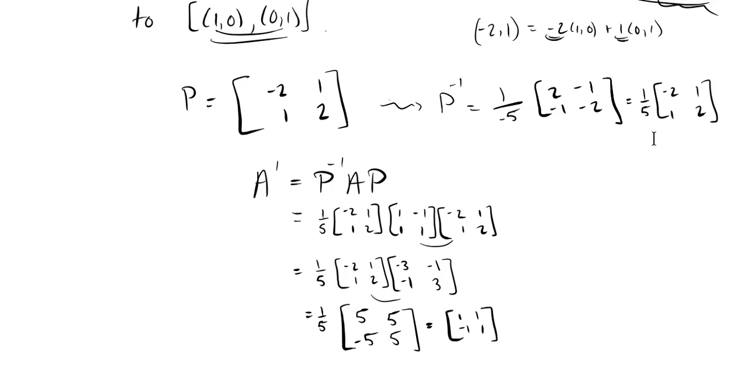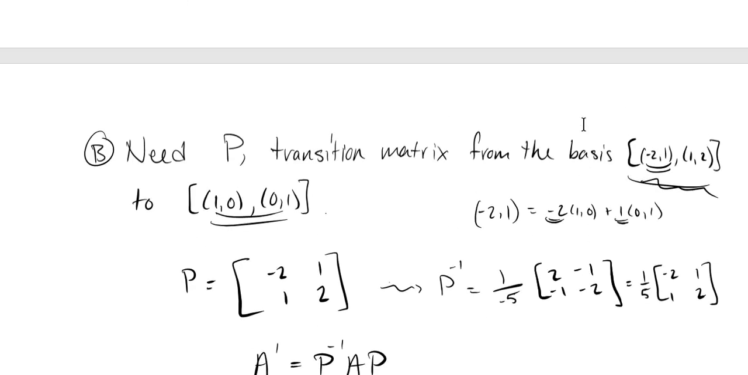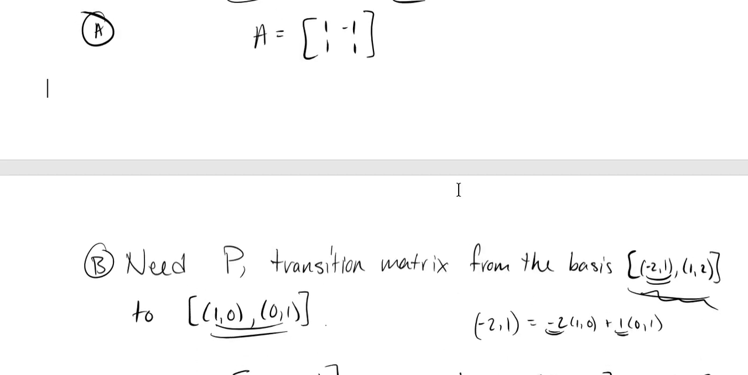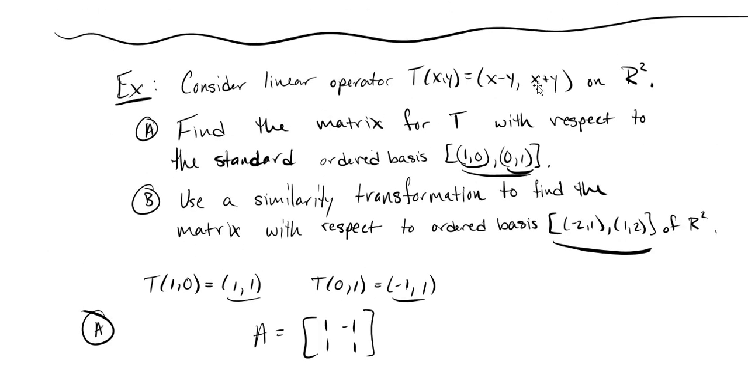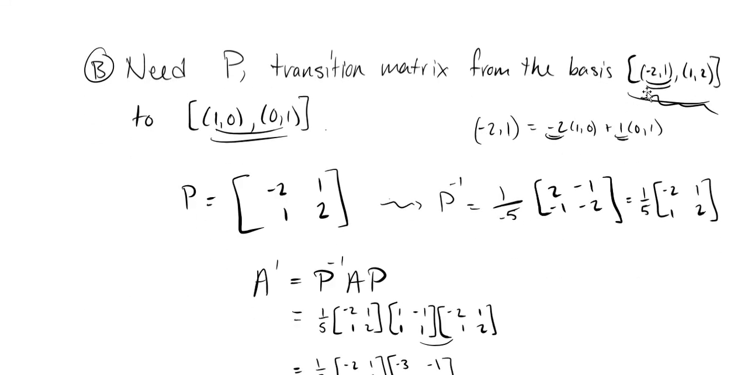There we have it. A very simple matrix that does this same transformation, T, that we described up here, the x minus y, x plus y. It just does it relative to this basis instead of the standard basis.